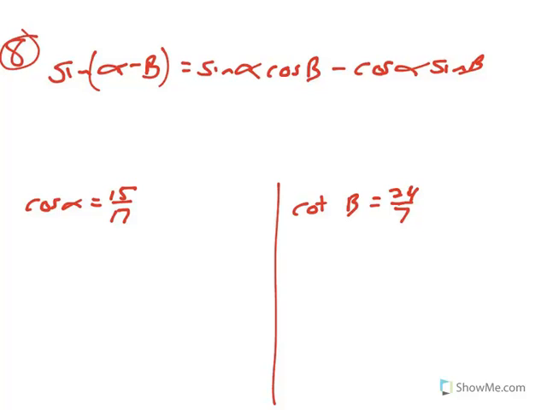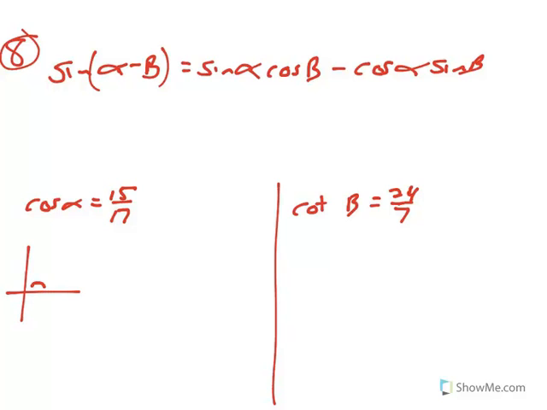We're told that we're supposed to figure out what sine of alpha minus beta is. Using this difference identity, we'll find that it's sine of alpha cosine of beta minus cosine of alpha sine of beta. So to do this problem, you have to know what those ratios are, those angles. We're also told that cosine of alpha is 15/17 and that cotangent of beta is 24/7. That should give us enough information to figure out what we need to figure out.